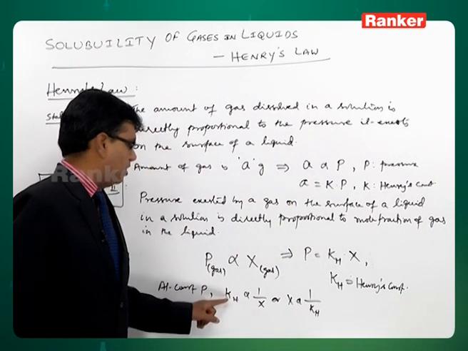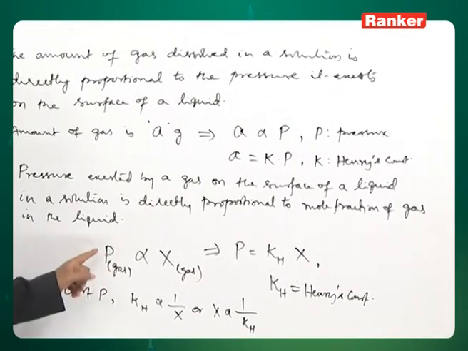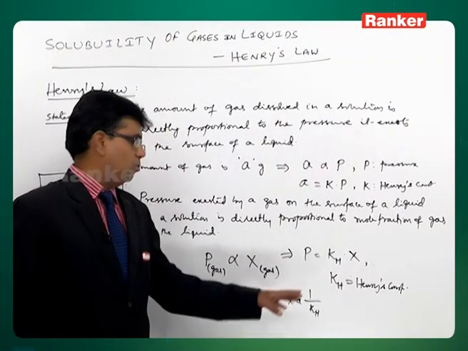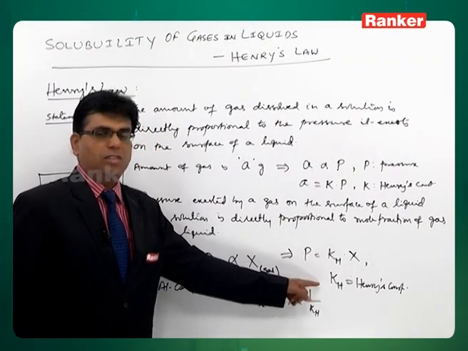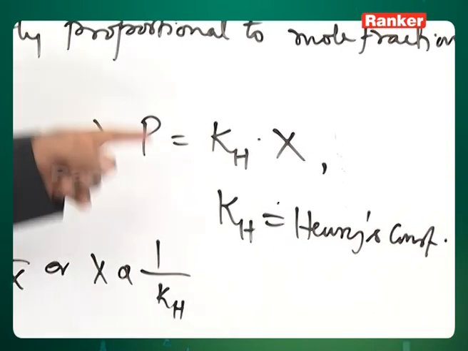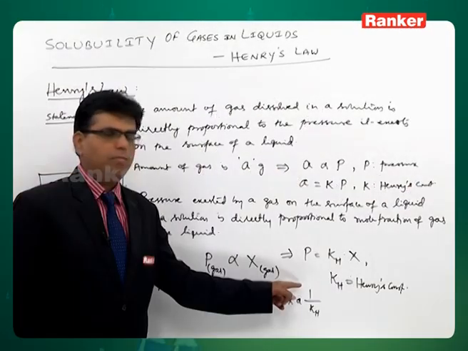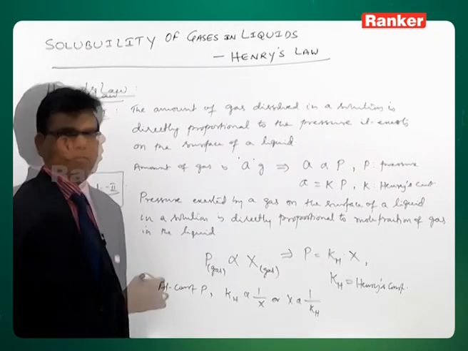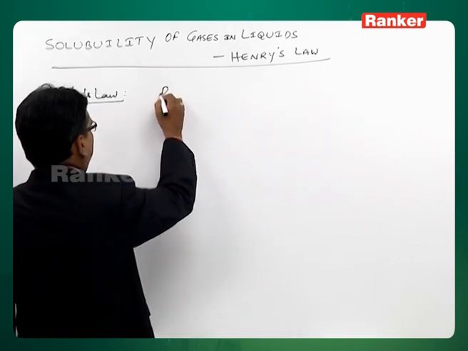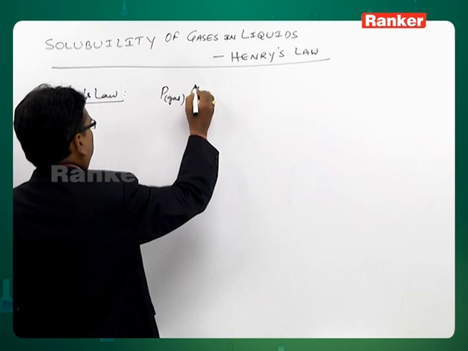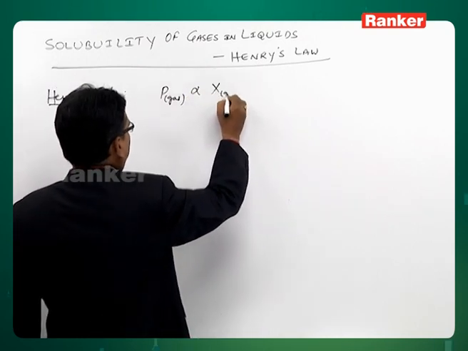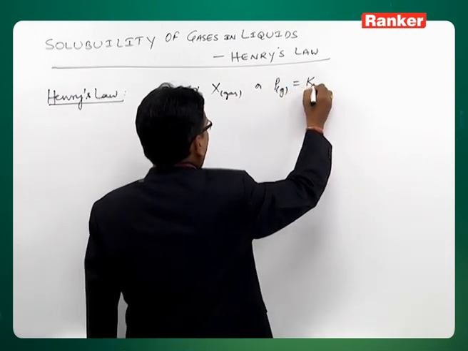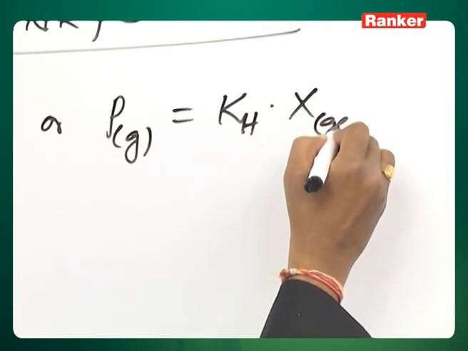The one that we use is this statement, according to which the pressure exerted by a gas in a solution is directly proportional to the mole fraction of the gas in that given solution. Kh is Henry's constant, which is characteristic of each gas. Different gases will have different Henry's constant values. So, as we said, the pressure exerted by a gas is directly proportional to the mole fraction of the gas, or P gas is equal to Kh into X gas.